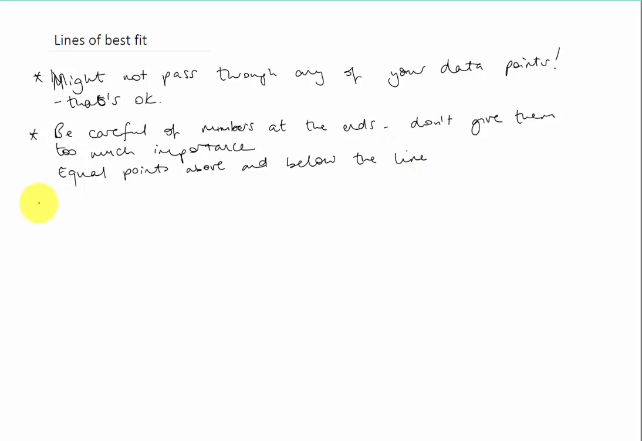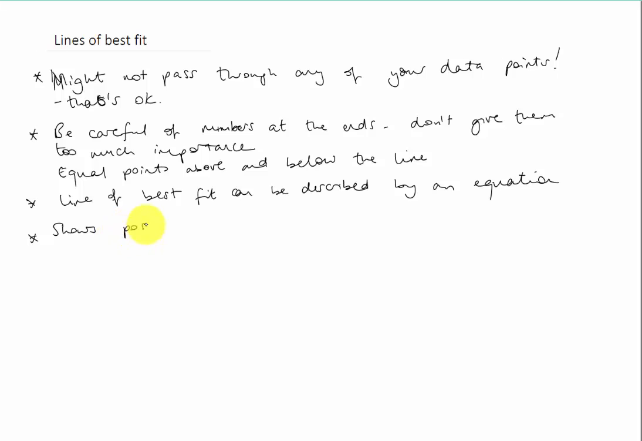Alright, what else do I want to say? So I want to remind you that the line of best fit can be described by an equation, which might be useful. Okay, so it shows the positive or negative correlation of your two variables.